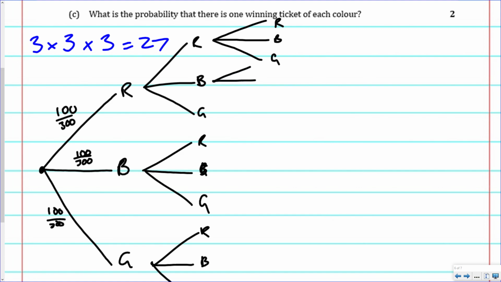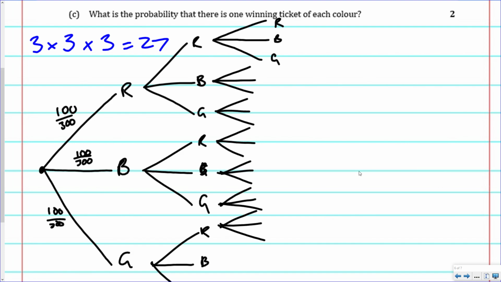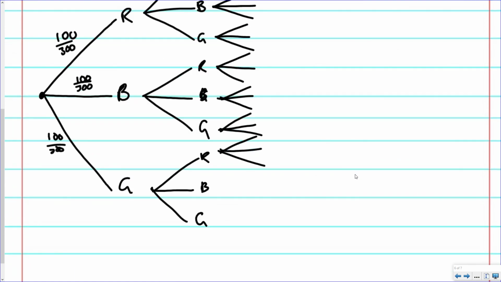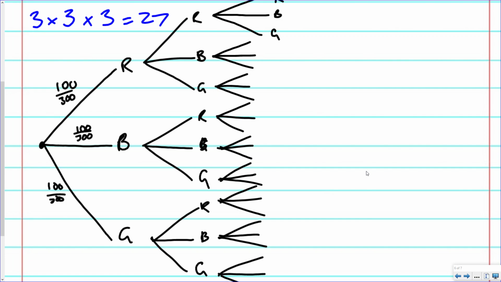Red, blue, green. Red, blue, green. I'm not even going to continue at this point, but just to illustrate how annoying this is. Because out of each of these, not only do I need to do all of this, I'll then do red, blue, green, red, blue, green, and so on and so forth.